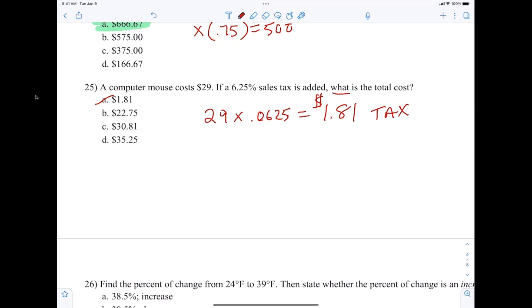Yes, because it's not the right answer. We want the total cost, right? It could say tax on your test, or it could say total cost. So listen, before we go, guys, the final bill is $30.81, right?